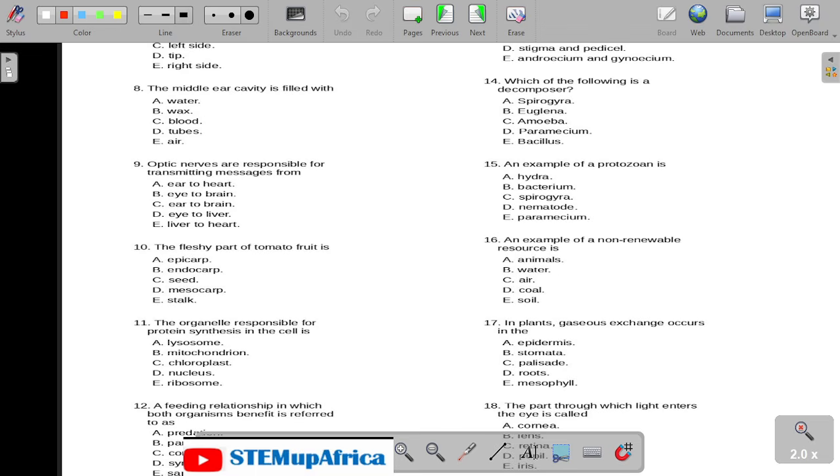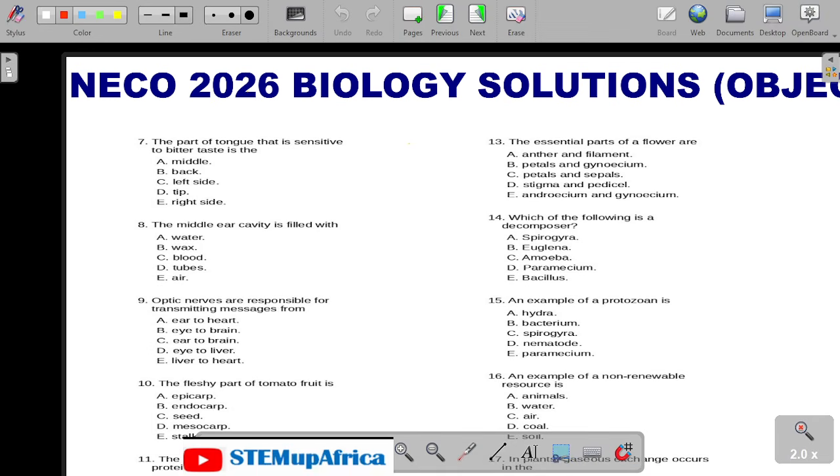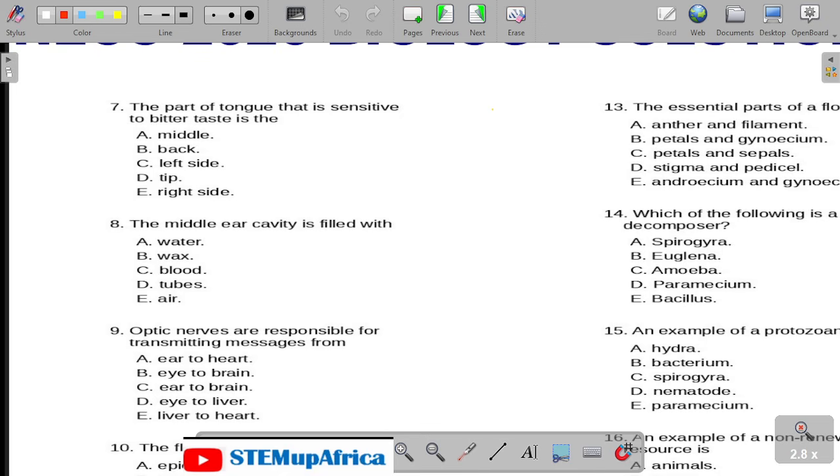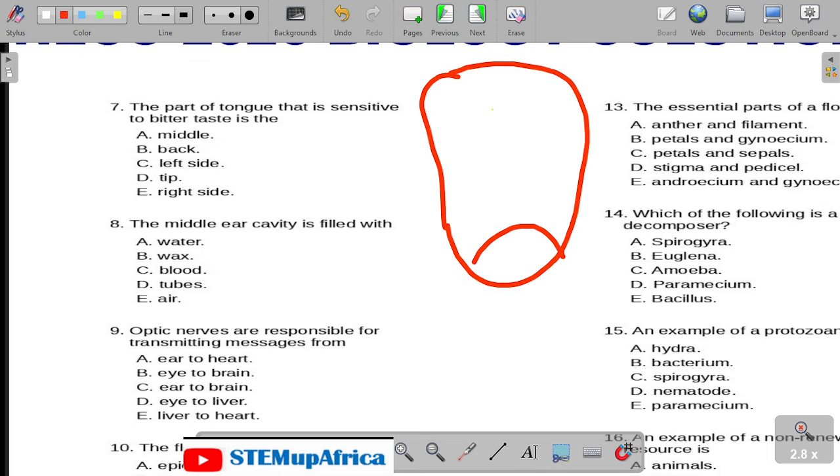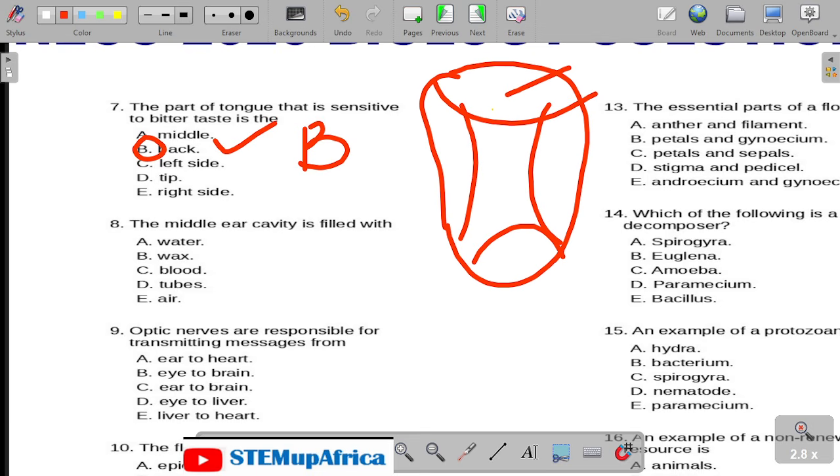Let's move to question 7. So, what does question 7 say? Say the part of the tongue that is sensitive to bitter taste. You know, the tongue is something like this. We have the sweet taste area, there the back. We have the salty area and the rest. So the bitter taste is at the back part of the tongue, which is option B.